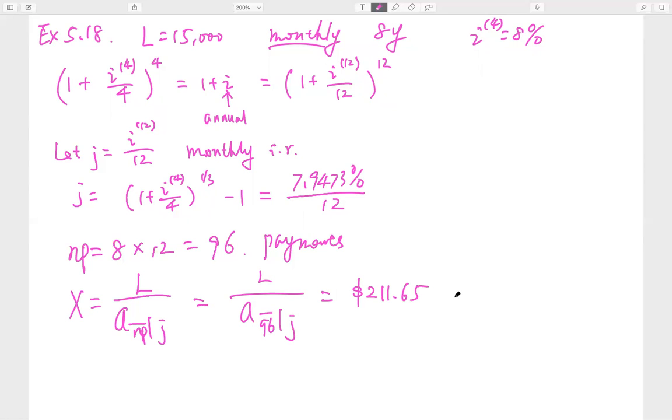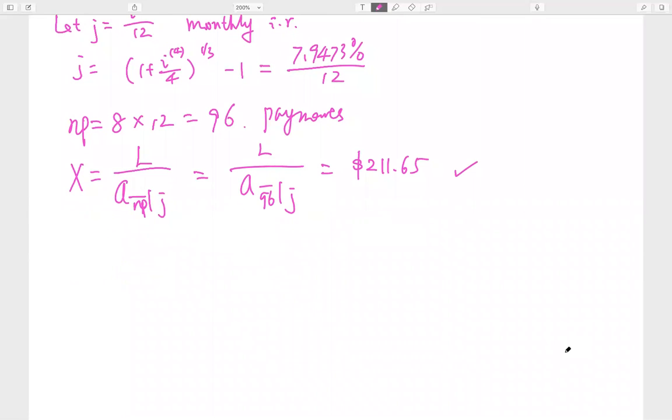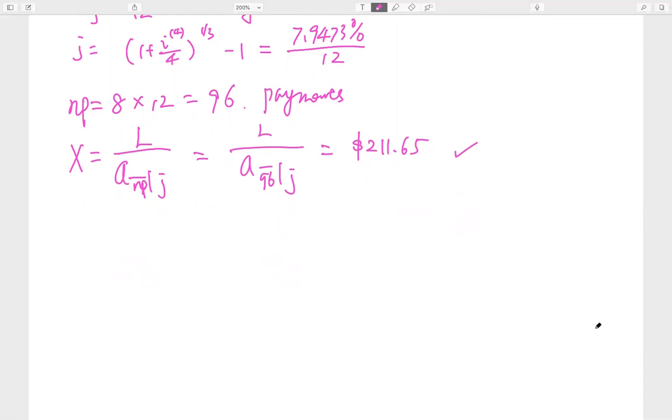By now, I really hope all of you can easily get X. Once we have X, the next question is the principal outstanding at the end of the 4th year.